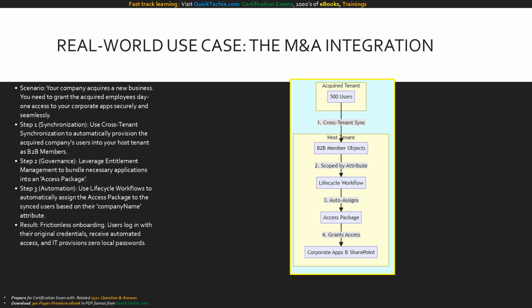Finally, Arrow 4 shows the access package, instantly granting these users secure access to the host tenant's corporate apps and SharePoint sites. A perfectly orchestrated identity integration.